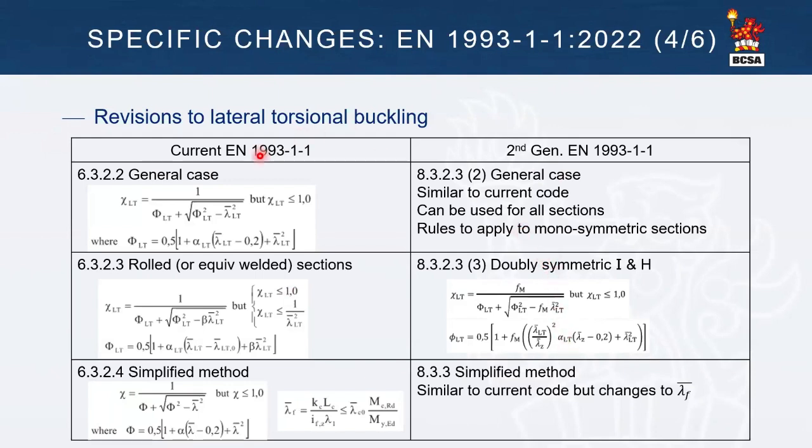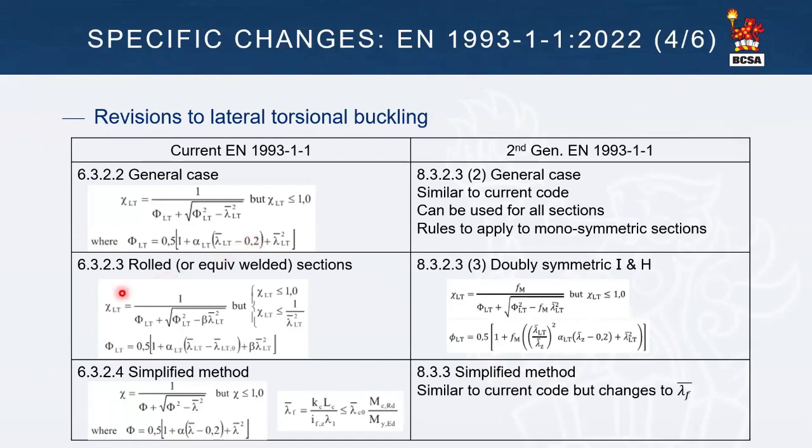In the current part, the general code works off a plateau length of 0.2 that you can see here in the phi T equation. There's a very similar equation in the revised code that can be applied to all sections, and it shows in particular how this applies to monosymmetric cases as well.